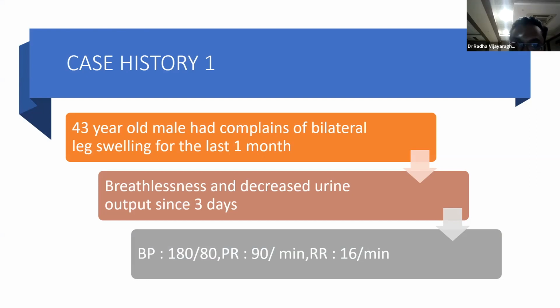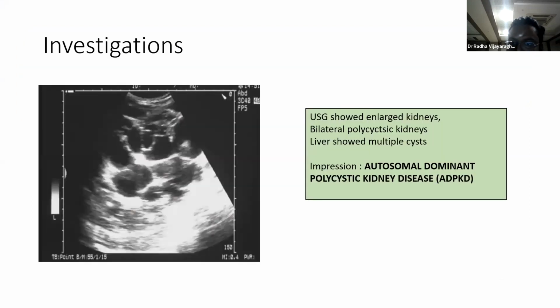Sir, good evening, sir. Now the slides are working. Extremely sorry, sir. So now, the first case is a 43-year-old male who presented with complaints of volume overload, and we found out that the patient had ADPKD, with USG which showed bilateral polycystic kidneys, and the liver showed multiple cysts, and the kidneys were enlarged.